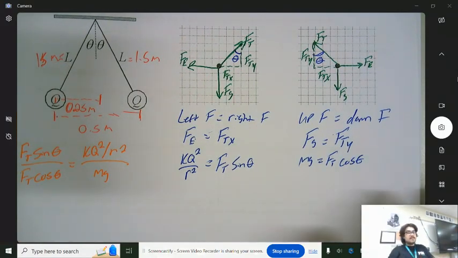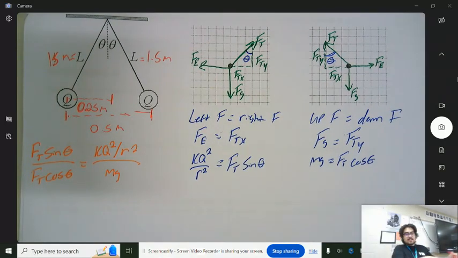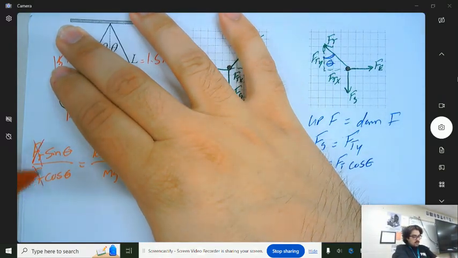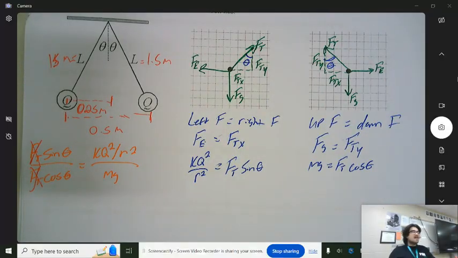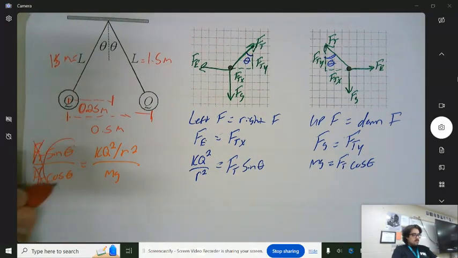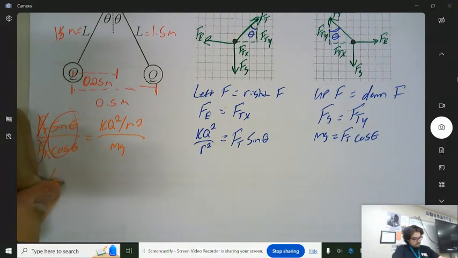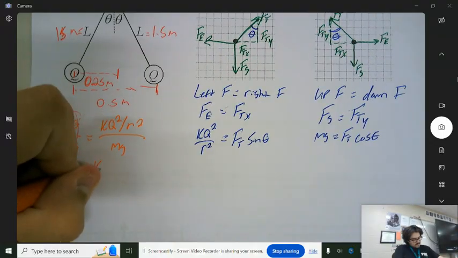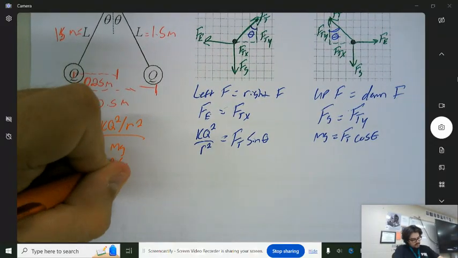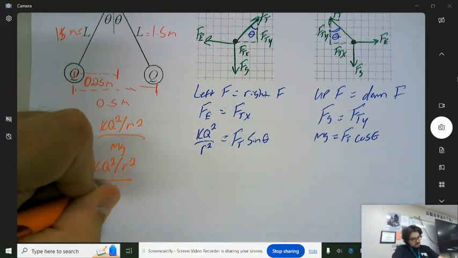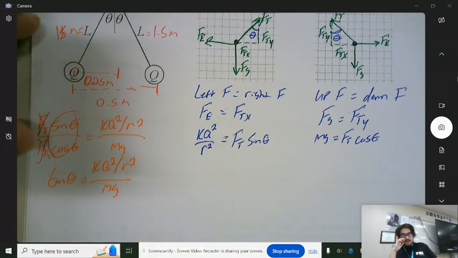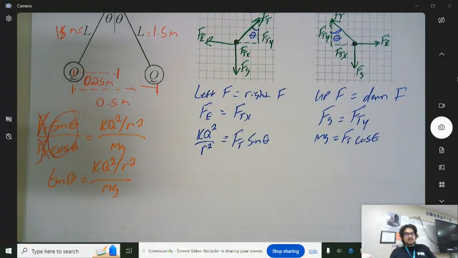And this makes things a lot easier because now we don't need to know what the tension is in the strings. But also on top of that, you'll notice we have sine over cosine, which is tangent. So tangent theta equals kq squared over r squared over mg. Now here's the thing. We don't know what theta is. We haven't solved for theta.